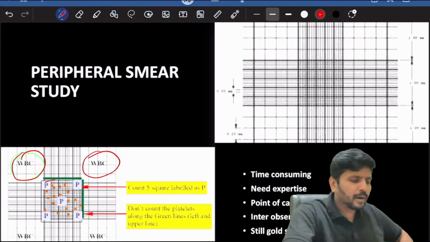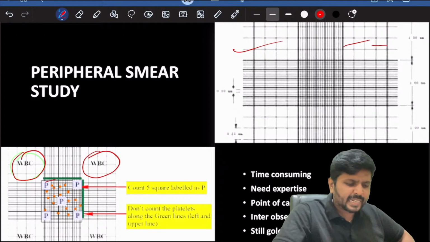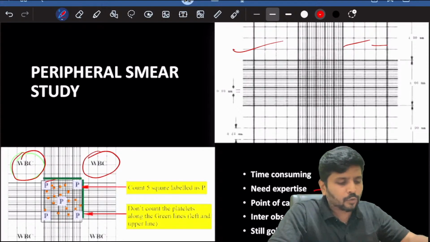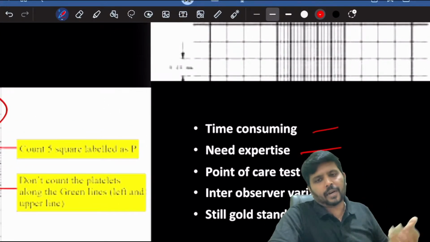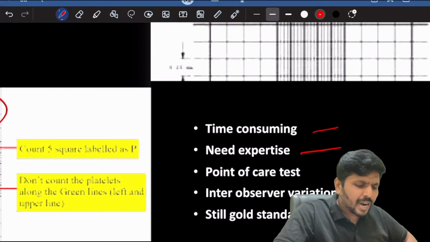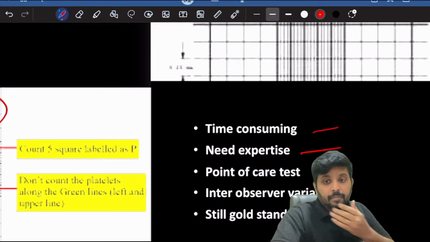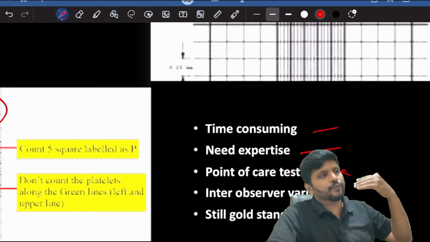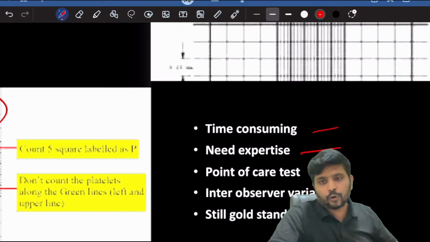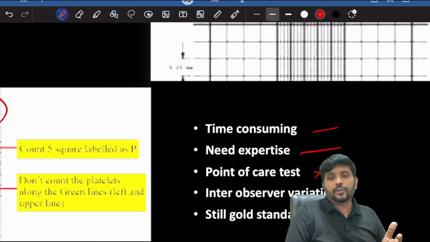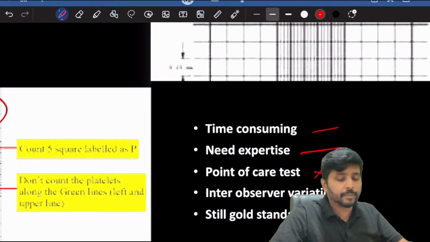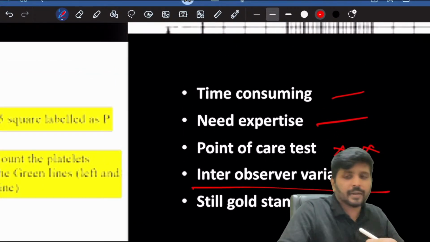But this Neubauer chamber seems to be very time consuming, and you need to have a proper expert person to find out what is the real WBC, RBC count. And it is not a point of care test. It doesn't mean that when you want a CBC, an absolute neutrophil count, basophil count, or a hemoglobin, you will immediately get the result with the help of a Neubauer chamber. It is highly impossible with a Neubauer chamber. And remember, there is an inter-observer variation.